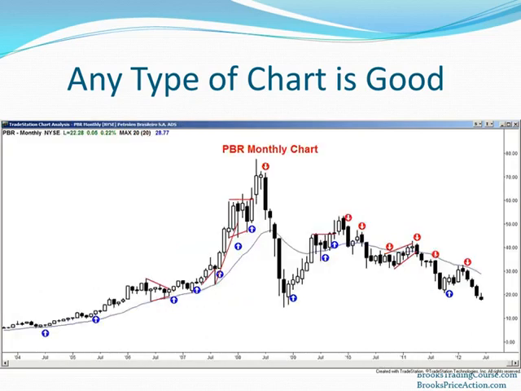Monthly chart, Petrobras. Okay. Again, basic price action is the same. Parabolic buy climax, the final flag, strong bear spike, pullback, test of the low, and there are tradable patterns all the way through the chart.